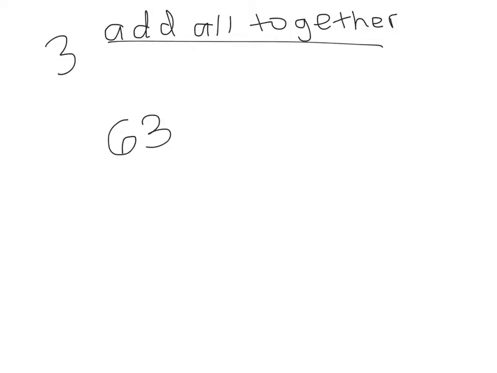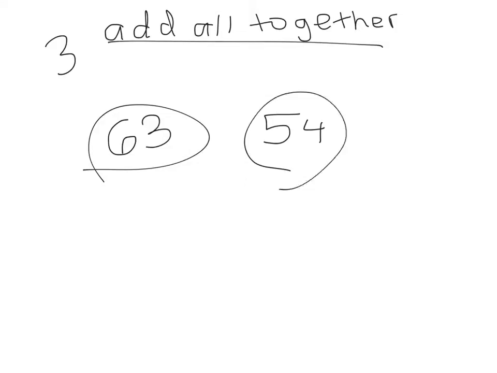6 plus 3 is 9. Is 9 divisible by 3? Yes, it is. So that means this whole number 63 is divisible by 3. It's pretty cool. Let's try another one. How about 54? Okay, so if I add 5 plus 4, oh, that's 9 again. And 9 is divisible by 3, which means that yes, 54 is also divisible by 3.